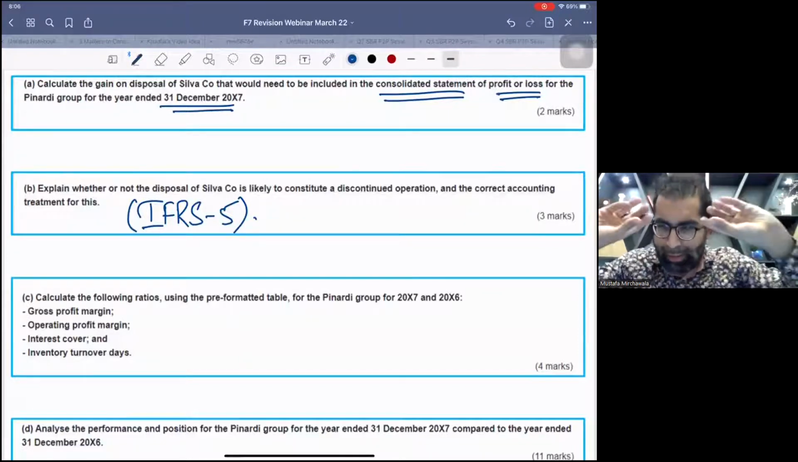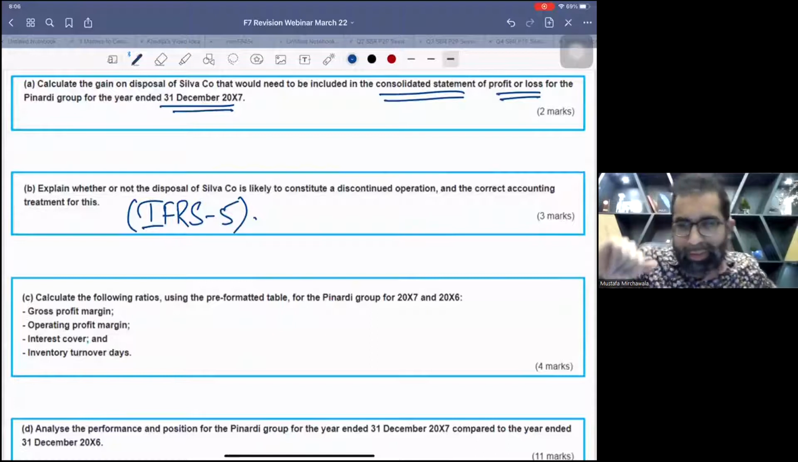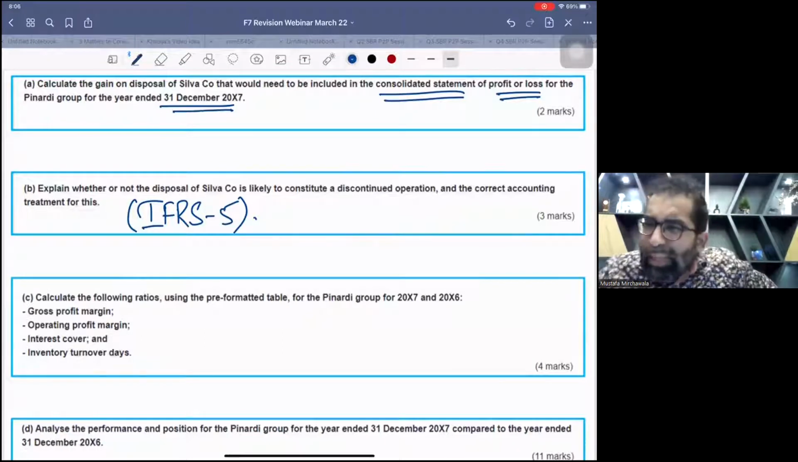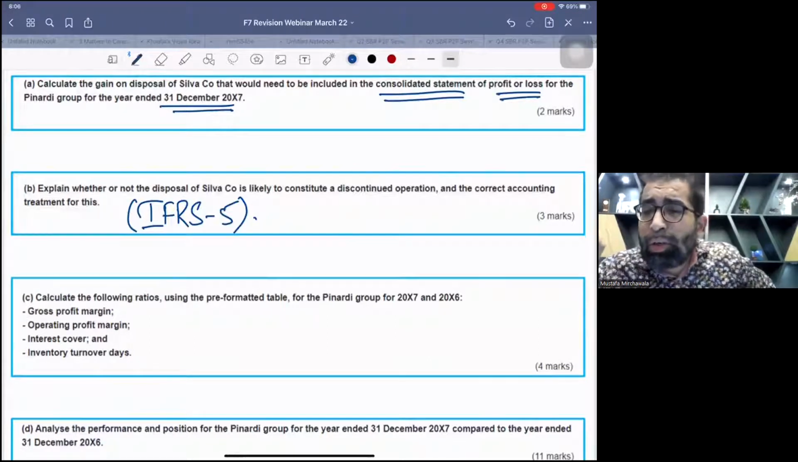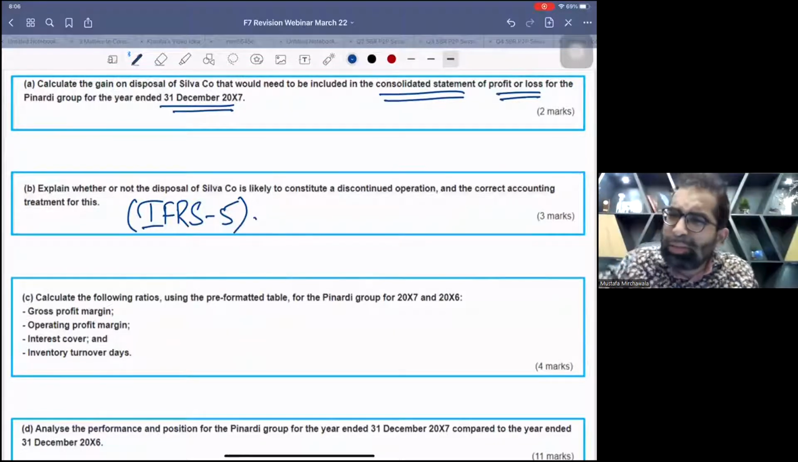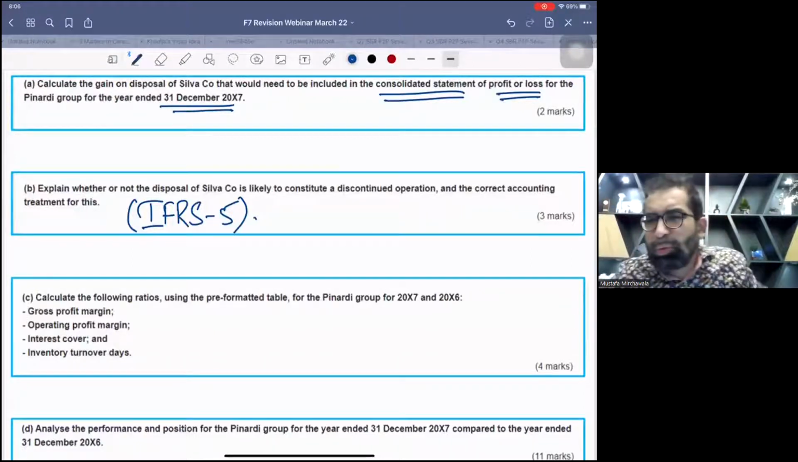Now, discontinued operation, first of all, let's make some mind. For example, I have 100 shops, and today I just sold one shop. This is immaterial, so I should not tease my shareholders by reporting this as a discontinued operation, because out of 100 shops, I just sold one immaterial shop. So this won't affect their decisions.